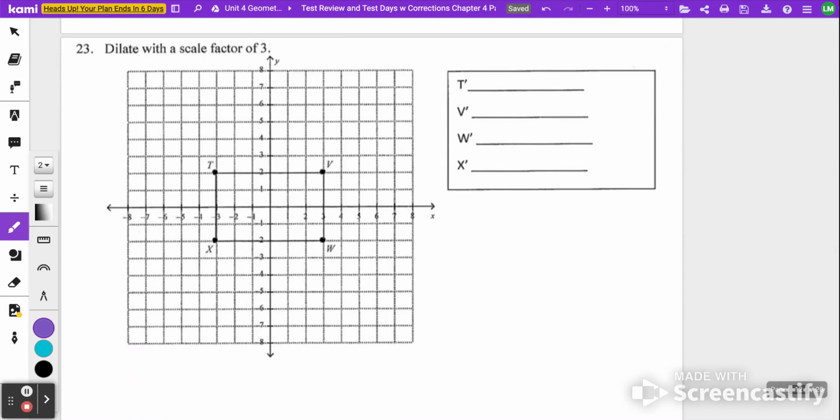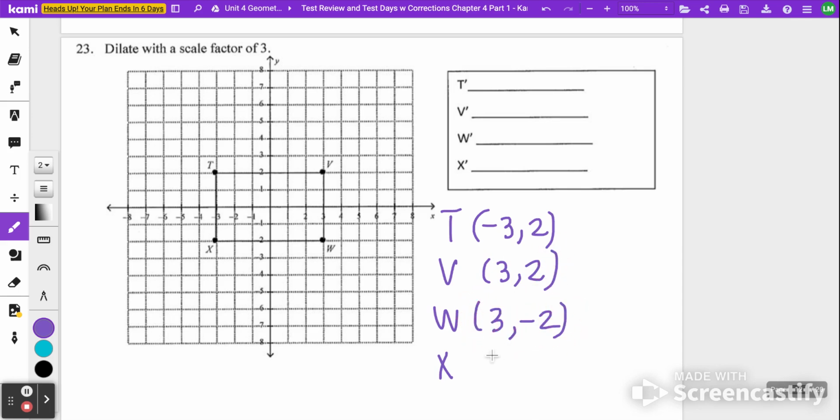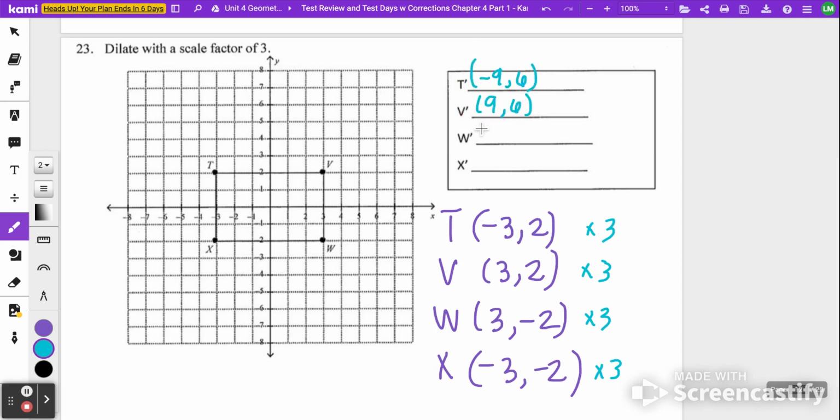Dilating with the scale factor of 3, it would be helpful if you wrote your original points first. So T, V, W, and X. T right now is at -3, 2. V is at 3, 2. W is at 3, -2. And X is -3, -2. Since we're dilating with the scale factor of 3, I'm going to multiply each one of these numbers by 3. So T prime would be -9, 6. V prime would be 9, 6. W prime would be 9, -6. And X prime would be -9, -6.